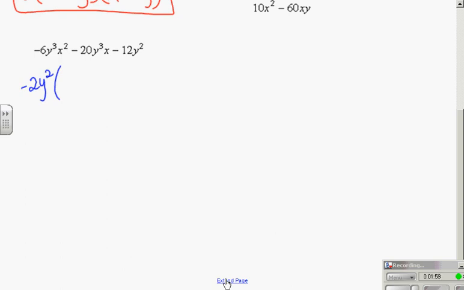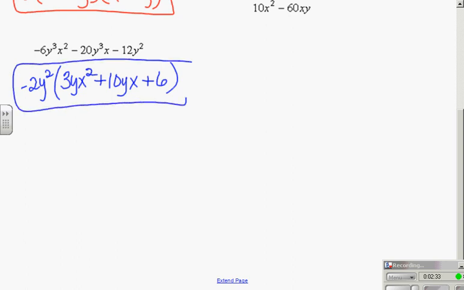Negative 6y cubed x squared divided by negative 2y squared leaves me 3yx squared. Negative 20y cubed x divided by negative 2y squared leaves me positive 10yx. And negative 12y squared divided by negative 2y squared leaves me positive 6. I take one look at this. There are no common factors or ways to combine, and so this is my final answer.